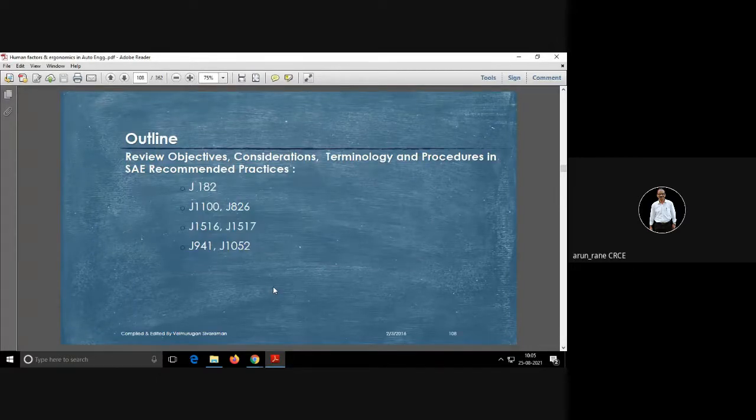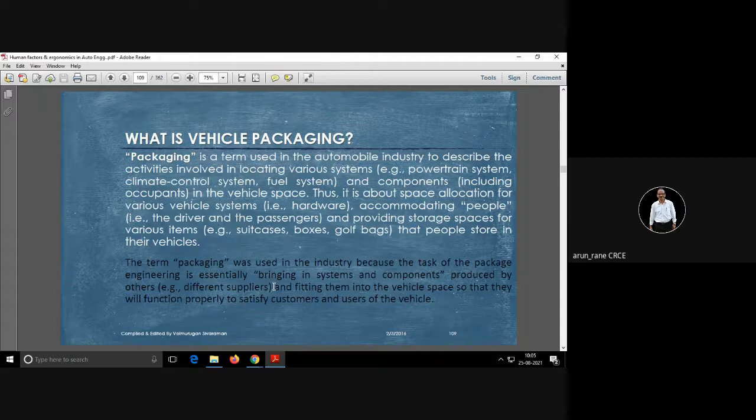These are some standards, just to make you aware, because most of the youngsters like automobiles. From an examination point of view, it has very little importance, but academically you should know that something like this exists. So packaging is the term used in the automobile industry to describe the activities involved in locating various systems.